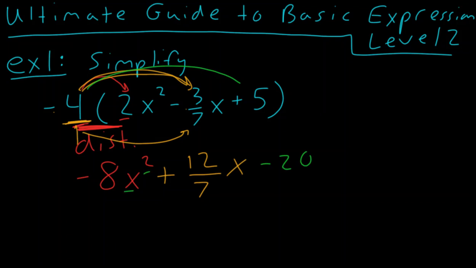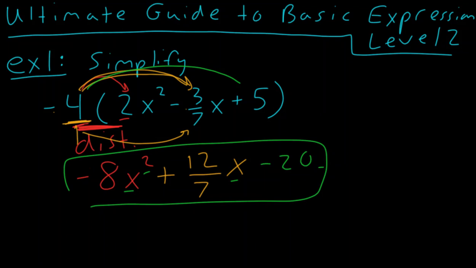And at this point we have an x squared, an x, and a constant, and so we know that this is as simplified as it can possibly be. Alright, pause the video, finish taking notes. Let's move on to example number 2.